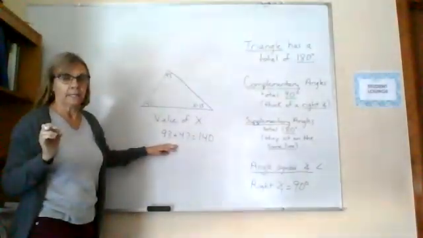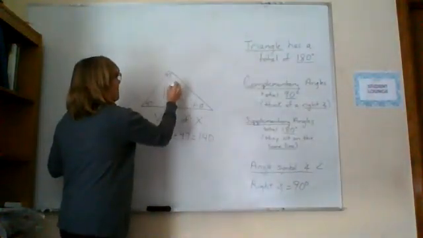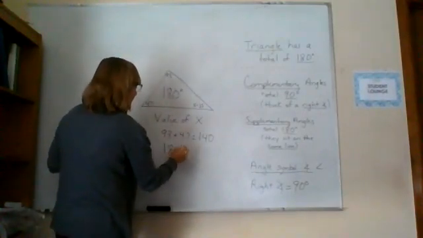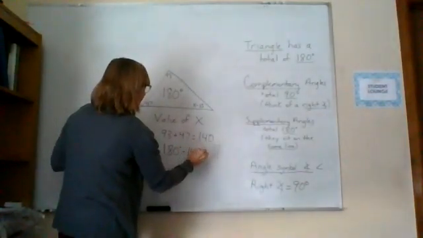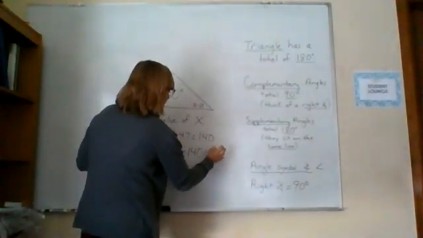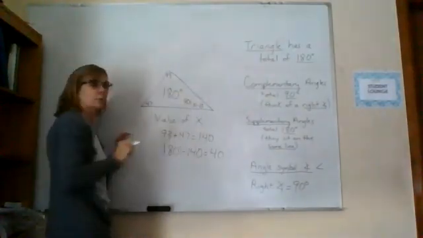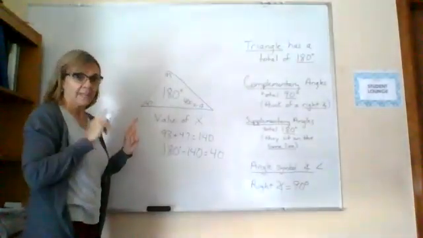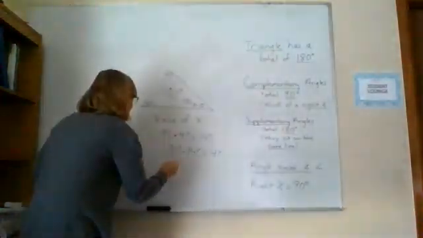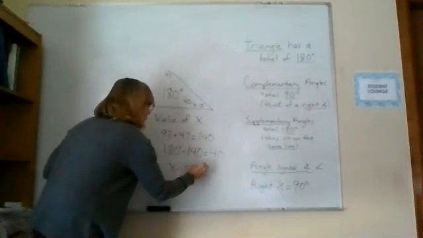How many degrees are in a triangle? 180. So 180 degrees minus 140 degrees is 40. Yay! So we know this angle here is 40 degrees. But they don't want to know what that angle is. What they want to know is the value of x. Well, thank heavens we know how to do this, right? We know that x minus 15 equals 40.